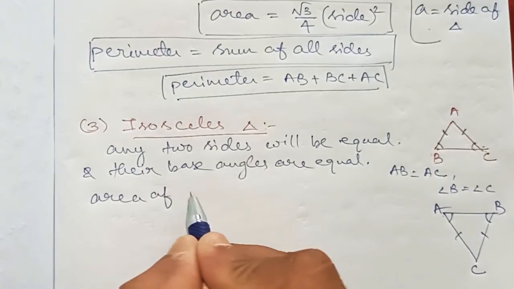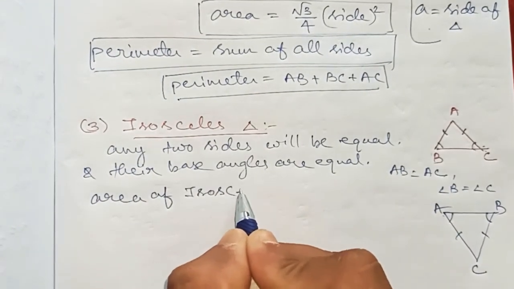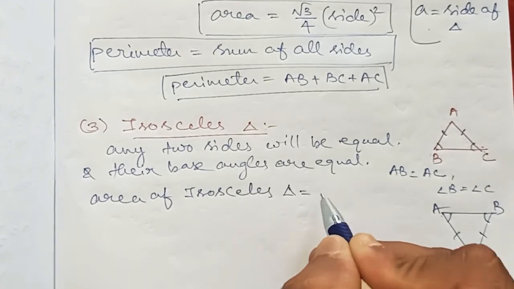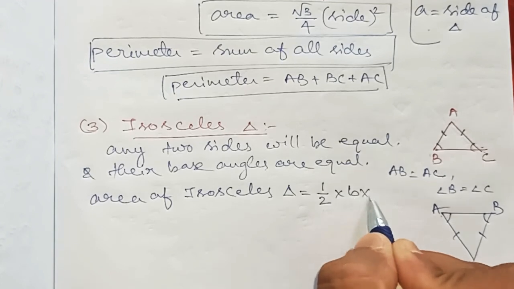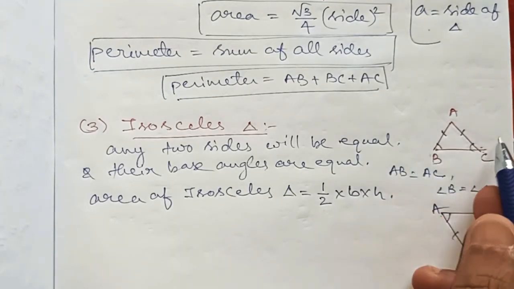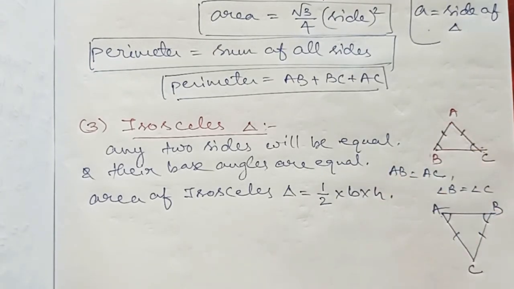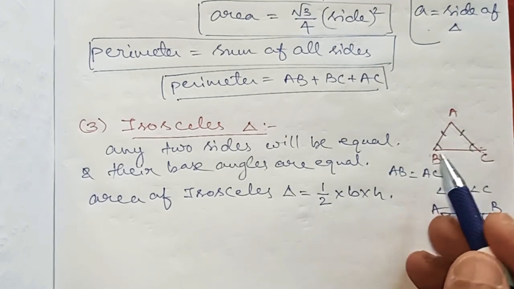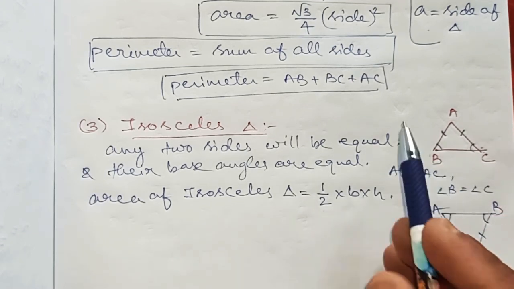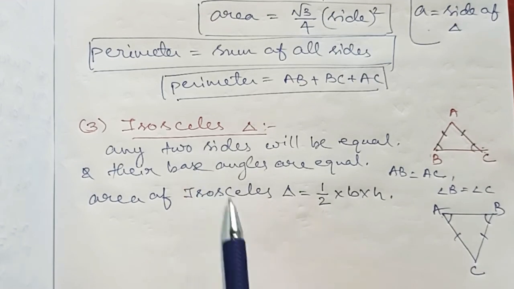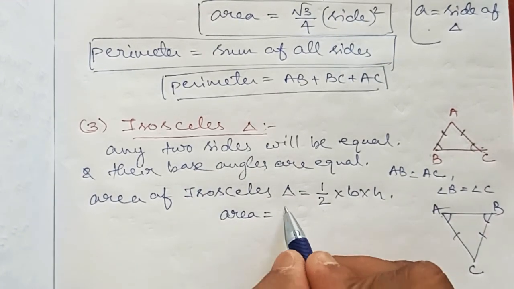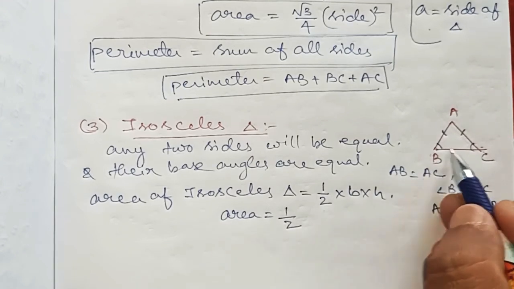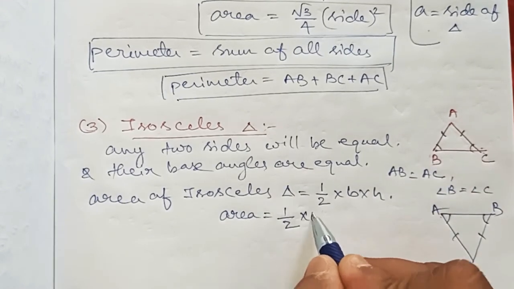Area of isosceles triangle will be, here also we have to write half into base into height. Okay, area of this triangle also half into base into height. Why? Because we don't have any particular formula to find the area of isosceles triangle. Next, area of isosceles triangle is half into base. We know it is bottom line BC.